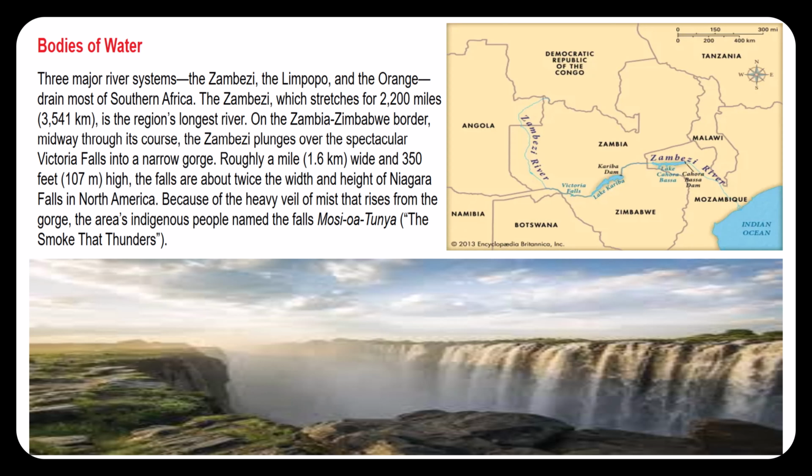Roughly a mile wide and 350 feet high, the falls are about twice the width and height of Niagara Falls in North America. Because of the heavy veil of mist that rises from the gorge, the area's indigenous people named the falls Mose Oa Tunya, the smoke that thunders.